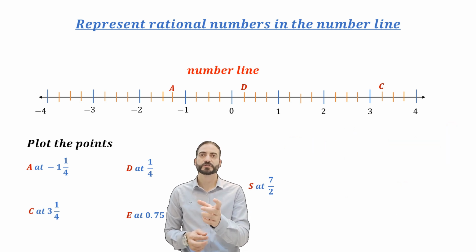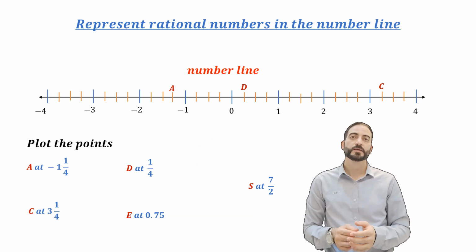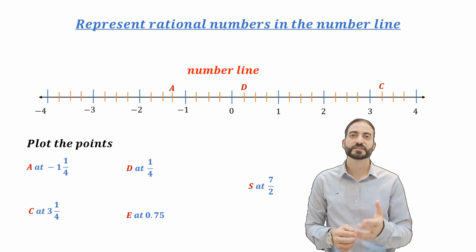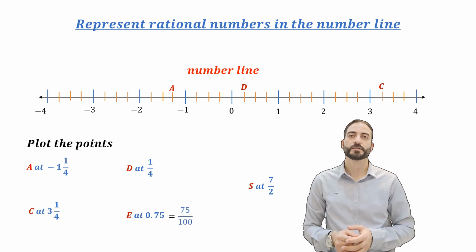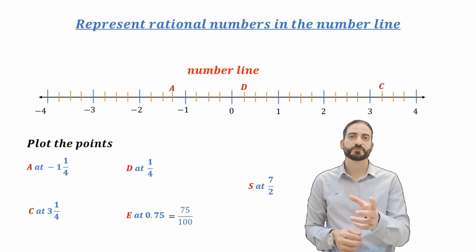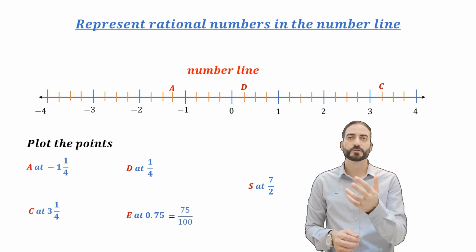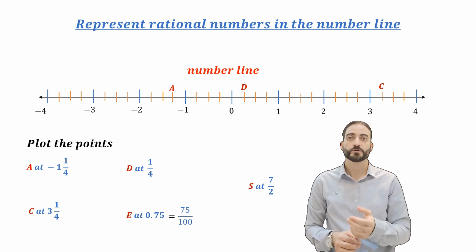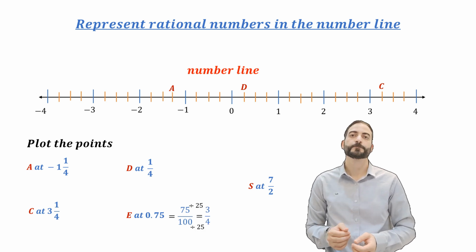Alternatively, if we want to convert this decimal to a fraction manually, we can move the decimal point two places to the right, making the number 75 over 100. Since both 75 and 100 have a common factor of 25, we can simplify the fraction to 3 over 4.